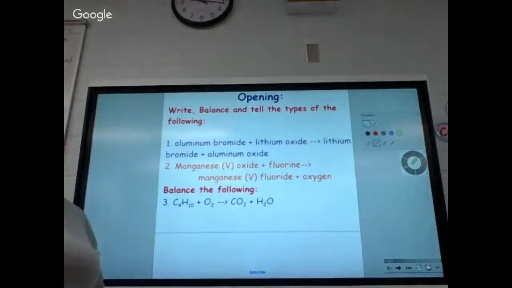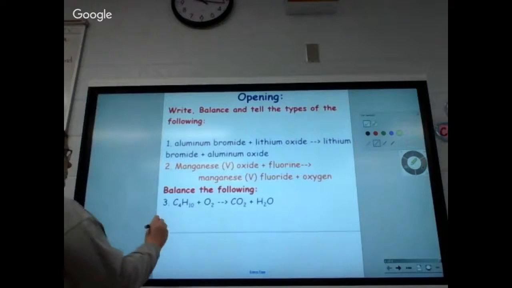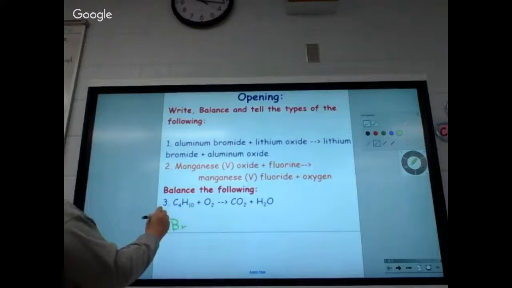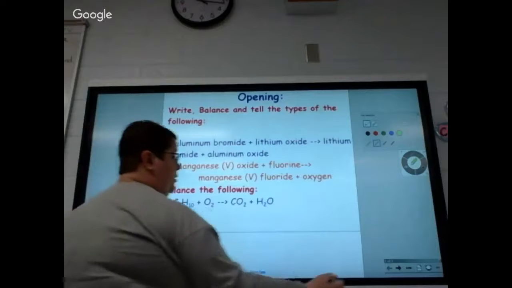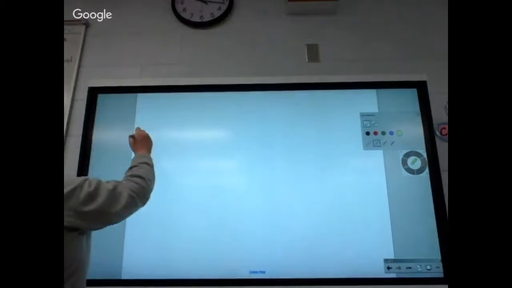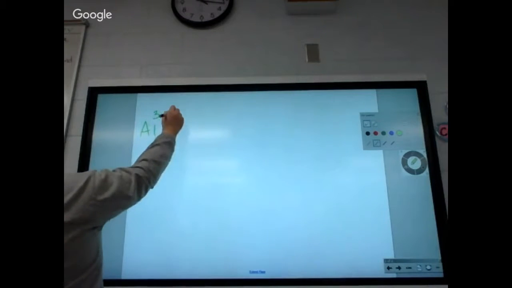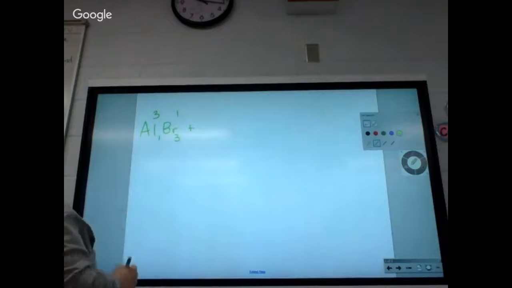Aluminum bromide. How do you write aluminum bromide? Al, Br. And we need to crisscross, right? Al has a 3, Br has a 1. Bring your 1 down. Bring your 3 down. It's a compound, so we crisscross, right?